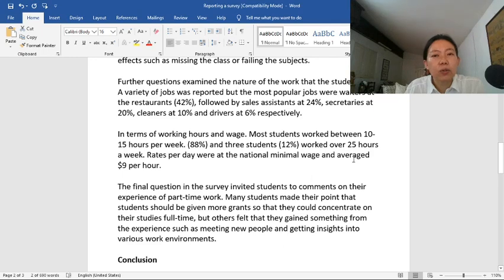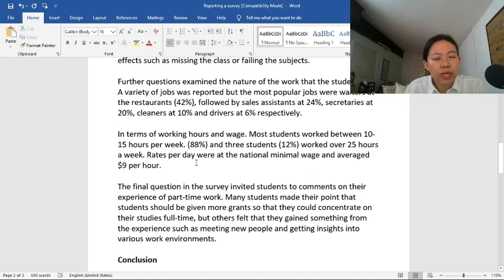Next is the fourth question. Students were asked about what kind of work they did, and many jobs were reported. But the most popular job for students was waiter or waitress at a restaurant. This was followed by sales assistant, and then secretary, cleaner, and driver.